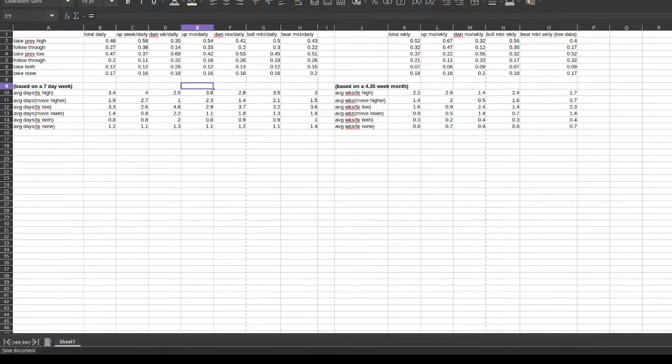So this is the completed spreadsheet. I'm going to go ahead and share this.